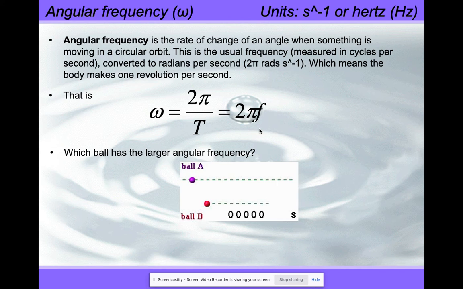So which ball has a larger angular frequency? You have to think which one's going to make more waves in less amount of time, and that's going to be ball B.